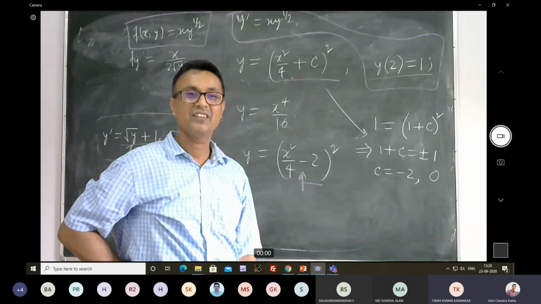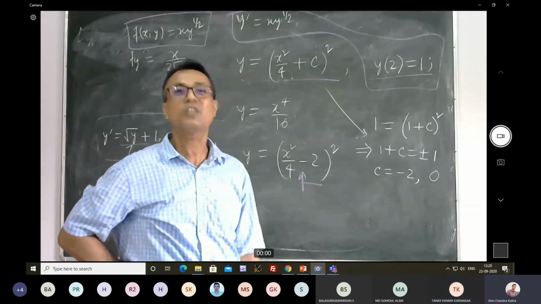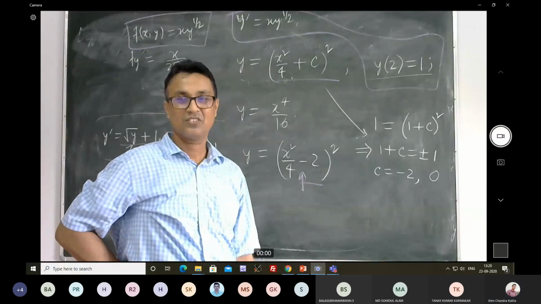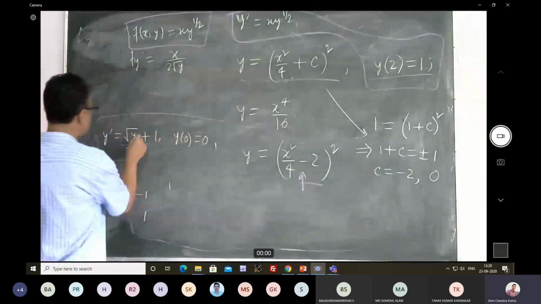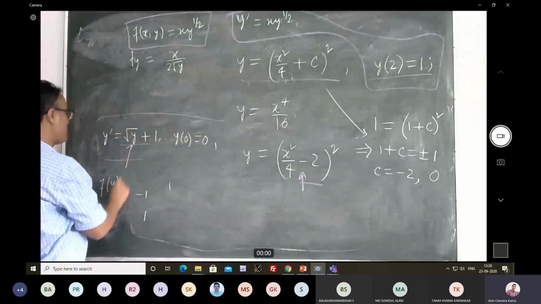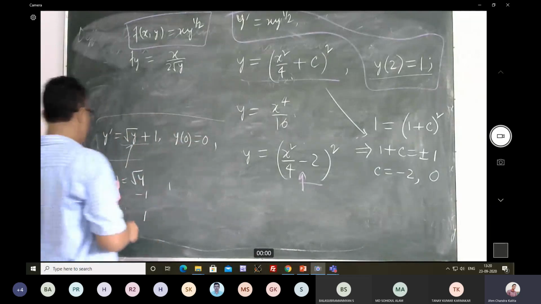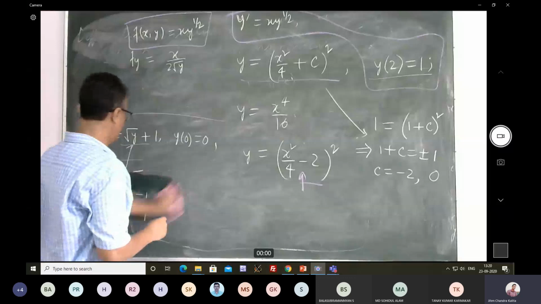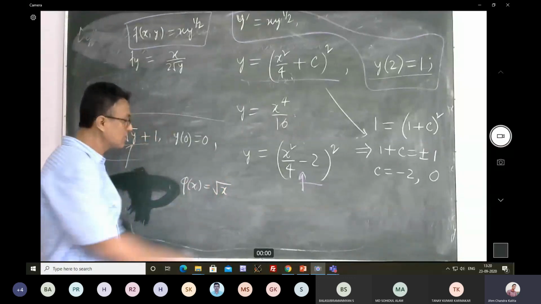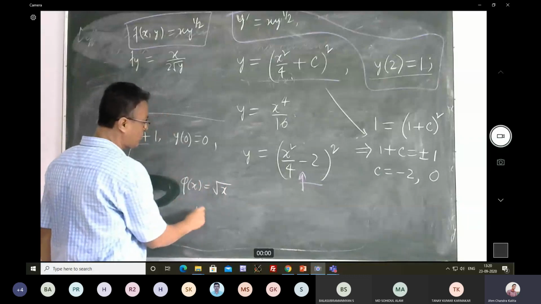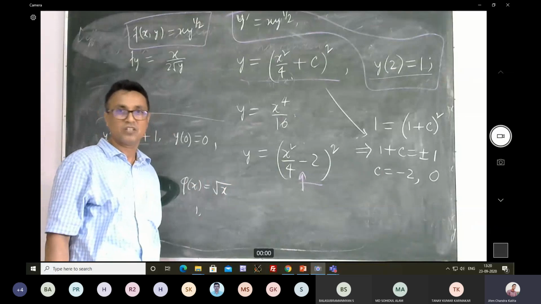In that case, the definition of a function is going to fail. If I consider this as a function of y, f(y) equal to simply square root y, or say phi of x equal to square root x, then for the same value of 1 I am getting two different values of phi of x, which doesn't define a function, right?